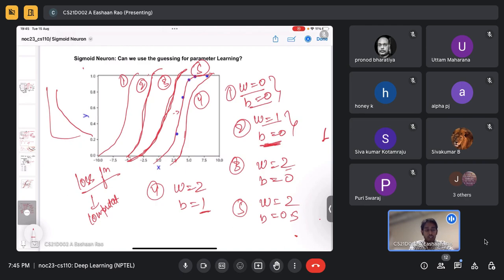But in actual training it's not that apparent whether we need to increase the weight or decrease the weight. We should learn where to increase and where to decrease. That is something we should have some intuitive way to determine. There the concept of gradient descent comes in.